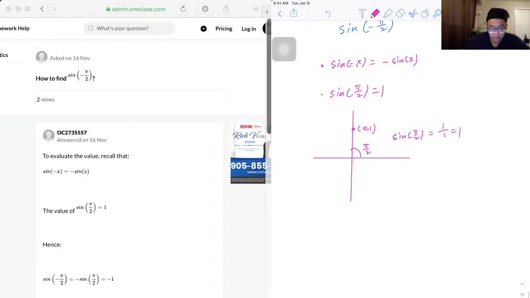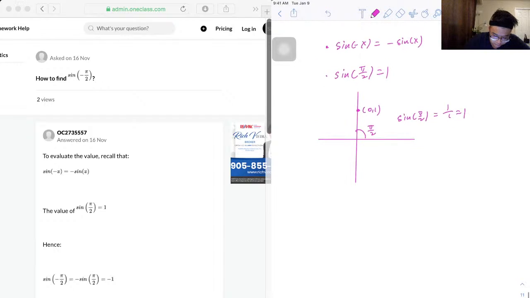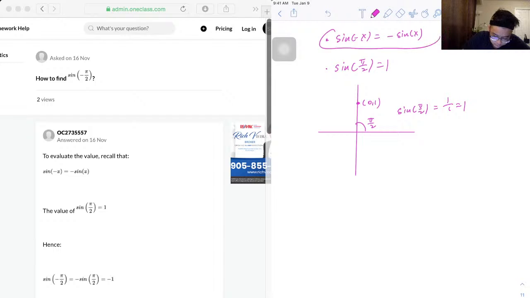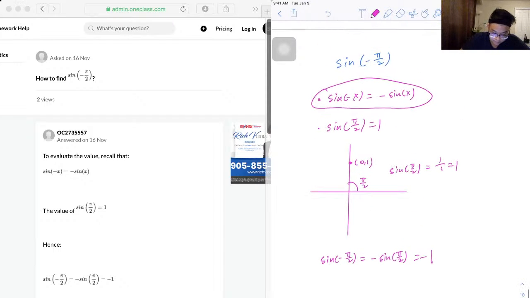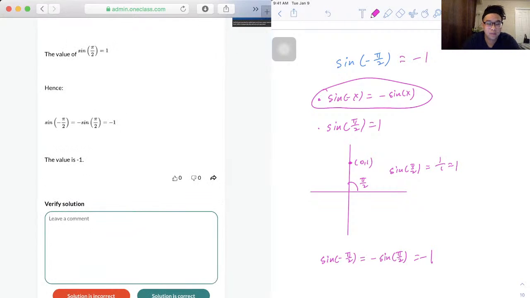By knowing the value of sine pi over 2, we can put it back into the formula, which is a property we have, which is sine negative pi over 2 is equal to negative sine pi over 2, which is negative 1. So the value of sine negative pi over 2 is just negative 1. Yep, so that's all we got for this question. Let's leave a comment here. Oh, correct.